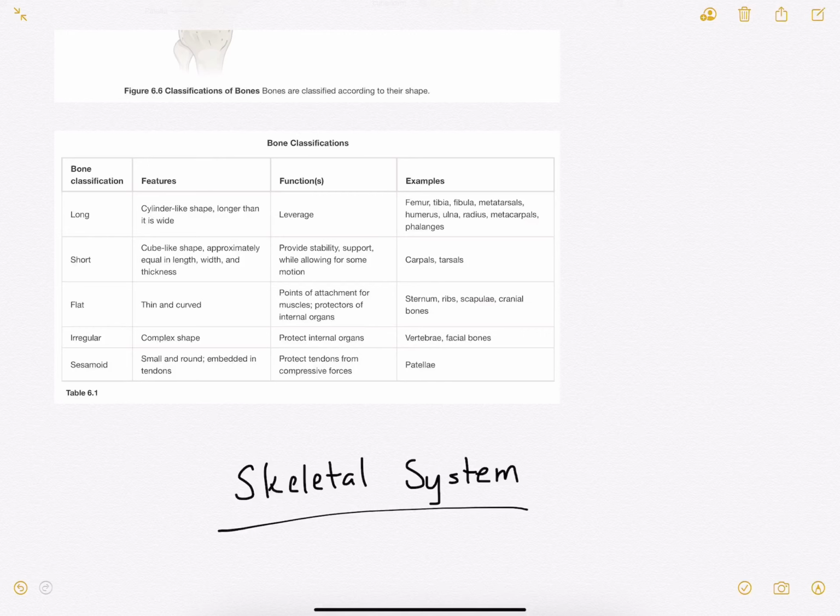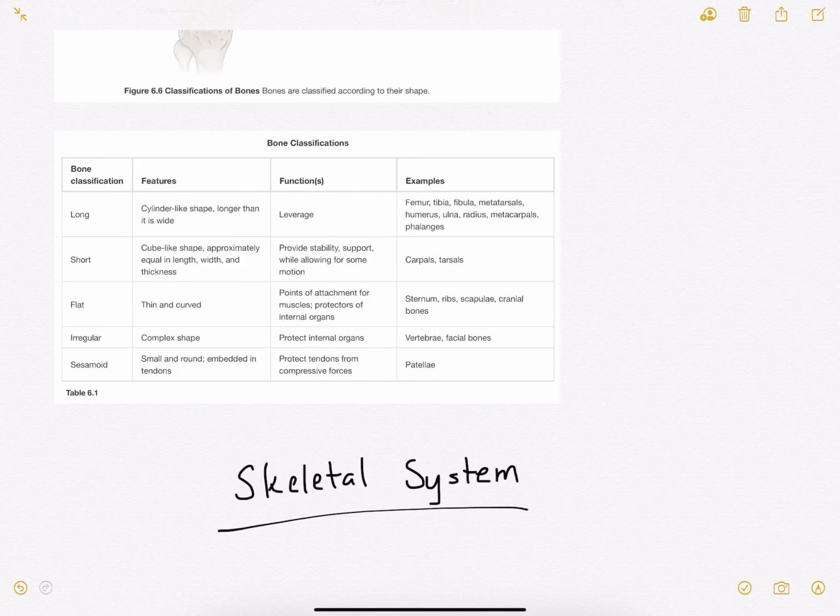But what's interesting here is our metatarsals and metacarpals, which are the bones of your hand and feet. Metacarpals are the long bones of your hand, and metatarsals are the long bones of your foot. Now, you might think, why are they considered long bones if they're not as long as a femur, your thigh bone, or as long as your humerus?